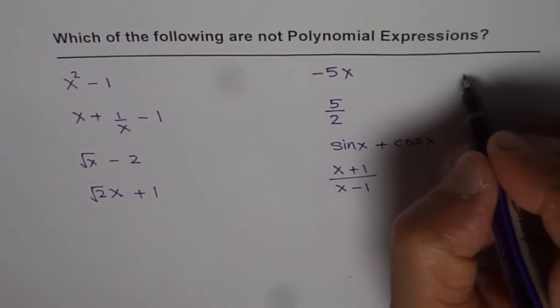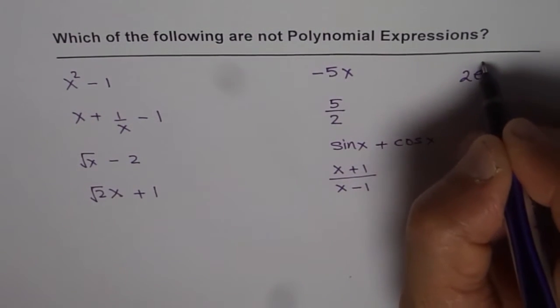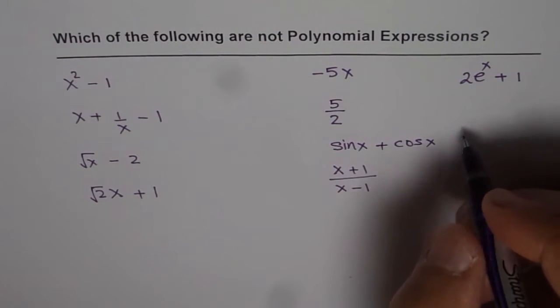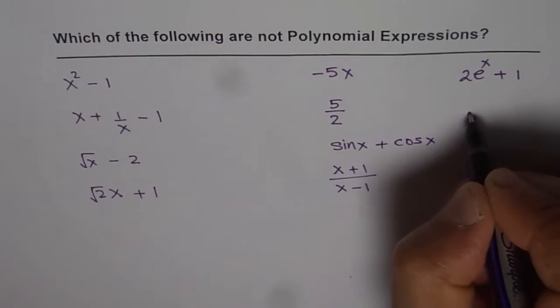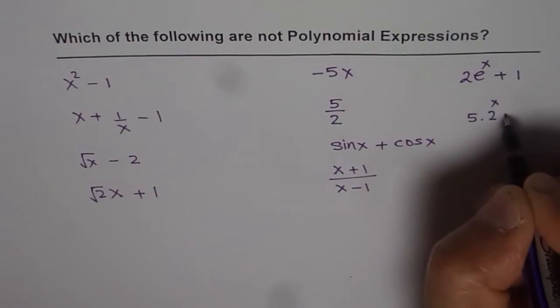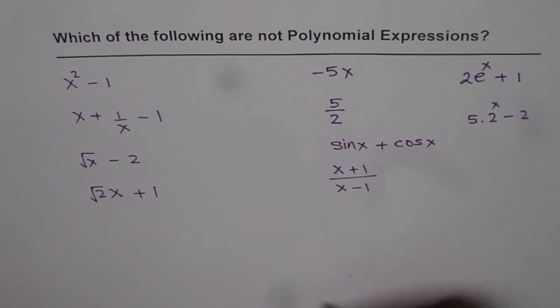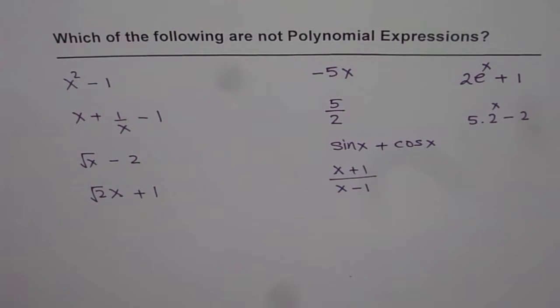We could have functions like 2 times e to the power of x plus 1, or we could have functions like 5 times 2 to the power of x minus 2. Okay, so these are different options which we have. We need to figure out which one of these are polynomials and which one of these are not polynomials, right? So that is the exercise. You can pause the video, answer the question.